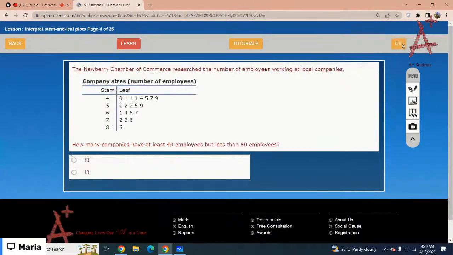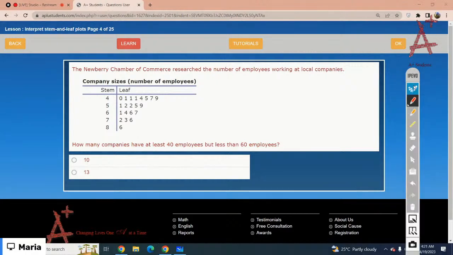Okay, the Newberry Chamber of Commerce researched the number of employees working at local companies. How many companies have at least 40 employees but less than 60 employees? Got it? At least 40 means the minimum value is 40, and the maximum value is 60. Got it? So just look at the stem 6.